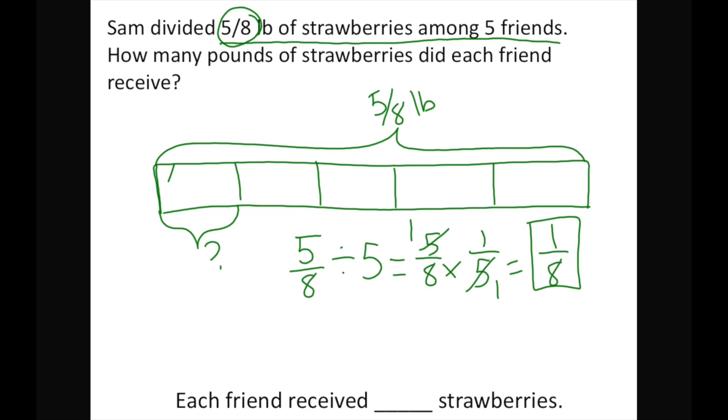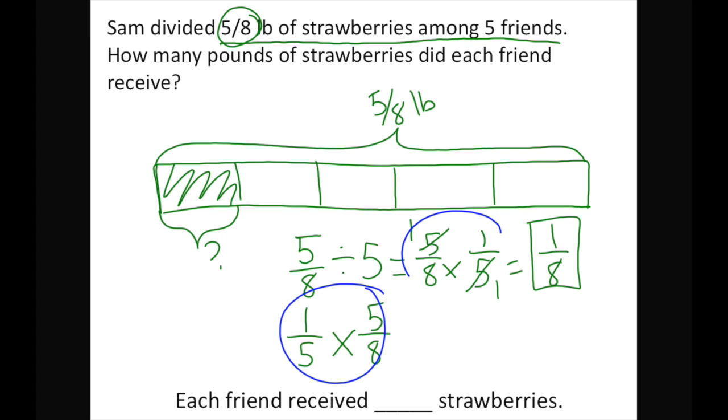You could also look at this section of the bar and say, okay, I want to find 1/5 of, which means times, 5/8. Now, if you look at this problem that I just wrote down and what we ended up turning it into with division, you can see that it's the same thing. So you're going to get the same answer regardless of which method you choose, looking at it as a division problem or as multiplication.